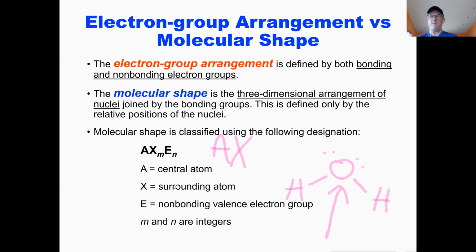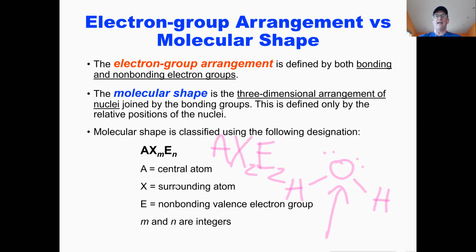X is how many atoms are surrounding it. So how many atoms are surrounding water? 2. 2 hydrogens. Yep. And then E is the number of lone pairs surrounding. Now remember, the lone pairs are only on the central atom. Because if there's oxygens or halogens or whatever surrounding the central atom, there's going to be a butt ton of lone pairs. But this is only on the central atom. So how many pairs of lone pairs do we have around the central atom? 2.